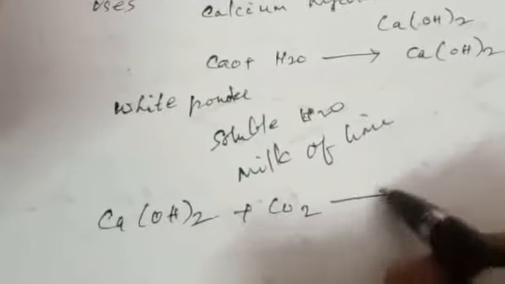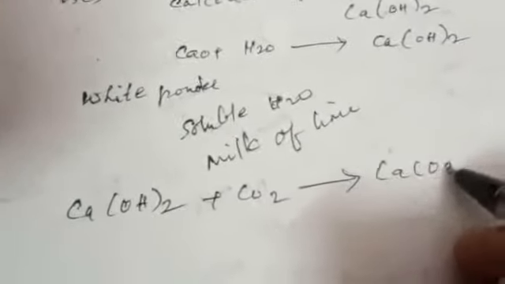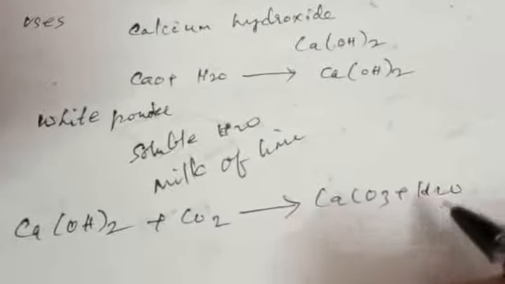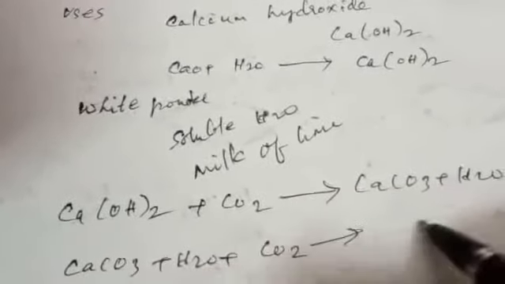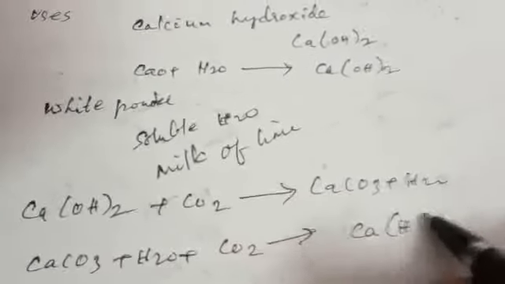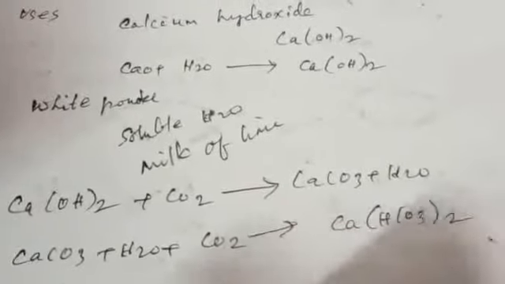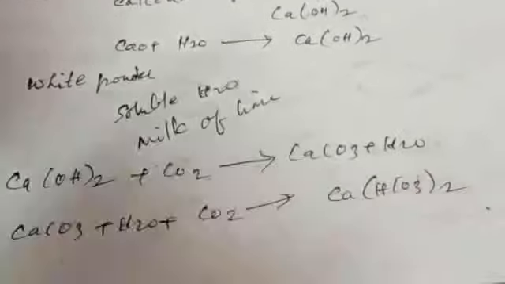Lime water, that is calcium hydroxide, reacts with carbon dioxide, which means calcium carbonate plus water molecule is formed. Calcium carbonate again reacts with carbon dioxide, which means calcium bicarbonate is formed.